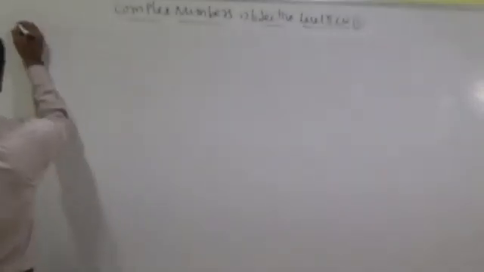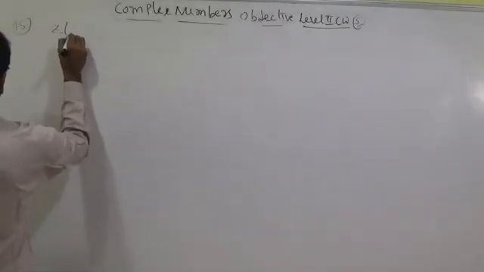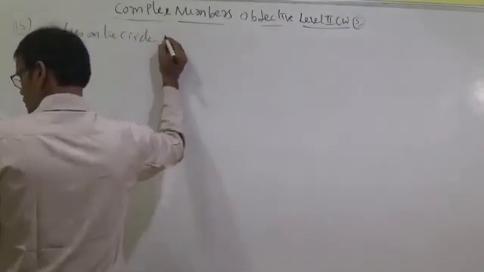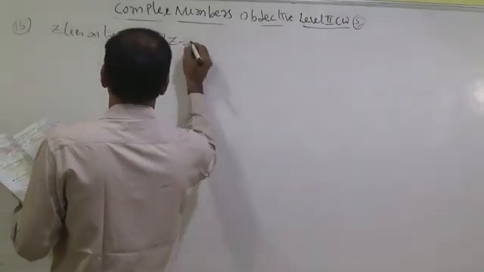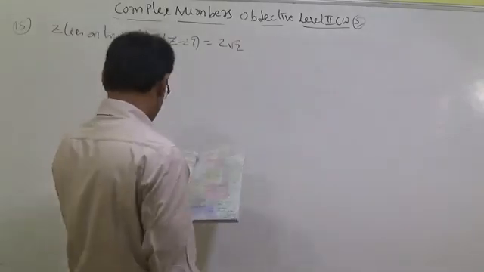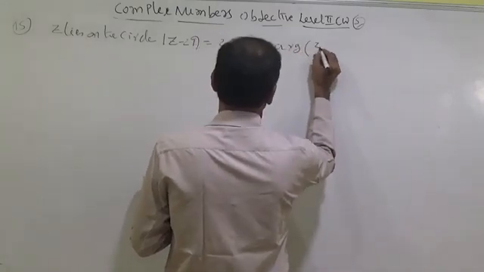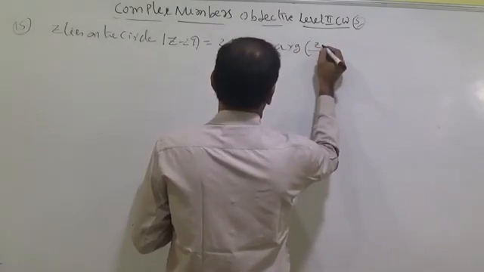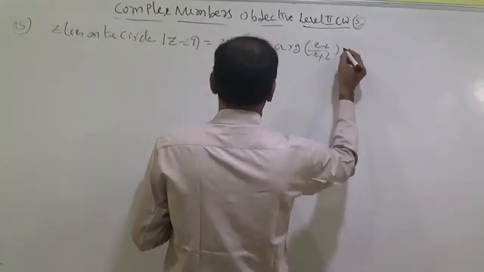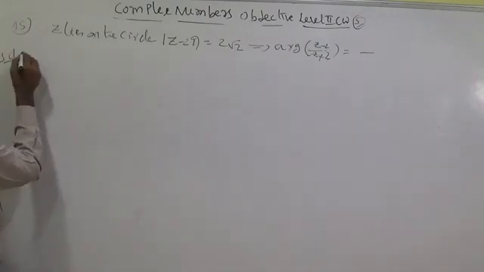Fifteenth question. If Z lies on the circle and modulus of Z minus 2i is equal to 2 root 2, then find the value of argument of Z minus 2 by Z plus 2.